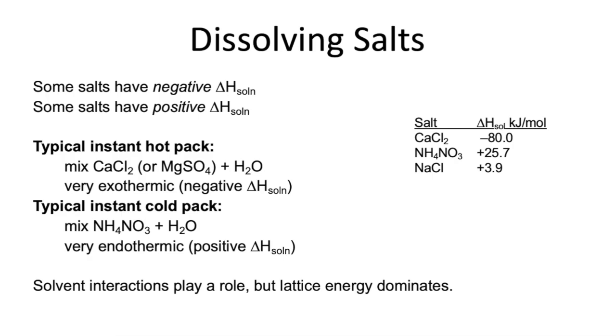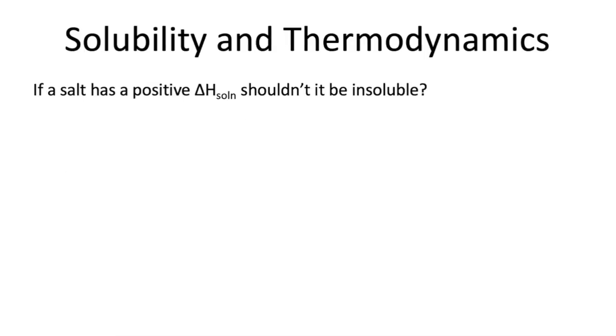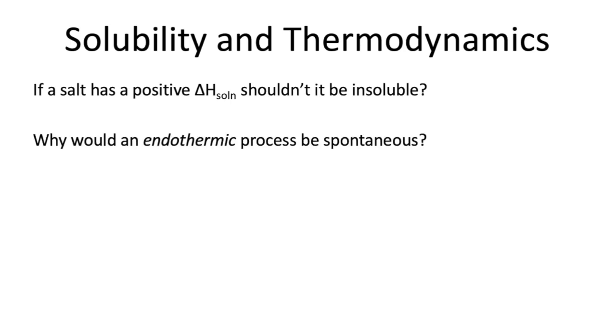Solvent interactions here are going to play a role like the hydrogen bonds that we talked about. But the biggest thing that makes the difference here is the delta H of the lattice, which is our ionic bonds that we have to break and how hard that is. So the question is, if a salt has a positive delta H of solution, that is, it's endothermic, shouldn't it be insoluble? And this is where we have some deep thinking to do. Why would an endothermic process be spontaneous?